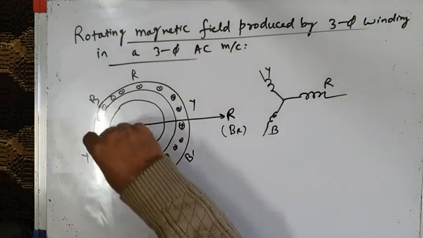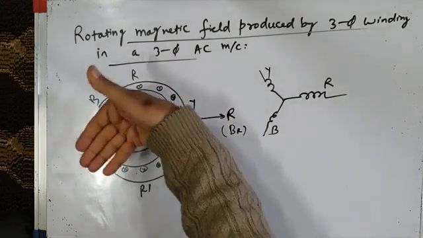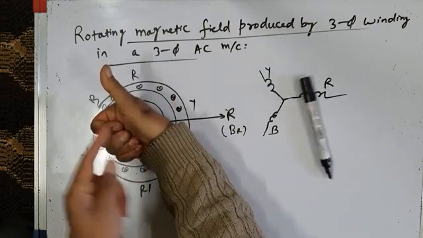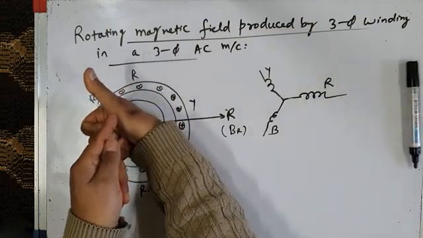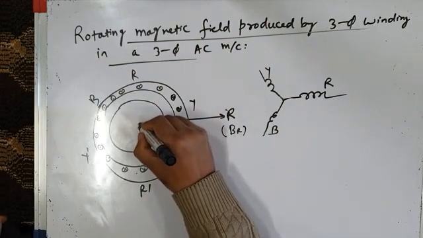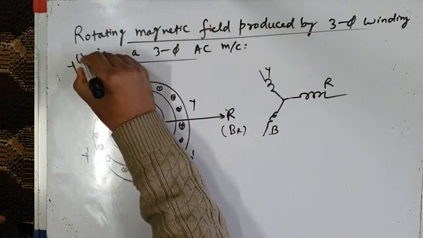And in Y phase winding, current is coming out here and it is going in. So apply the right hand rule. It's like this, coming out of these conductors, going into these conductors. So the direction of magnetic field is shown by my thumb. So this will be Y phase magnetic field. Let's call this BY.